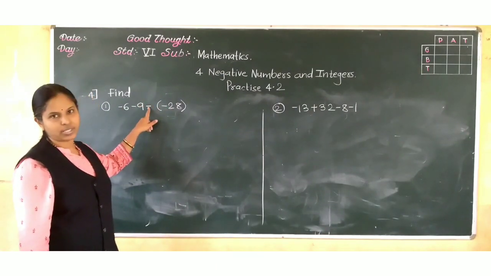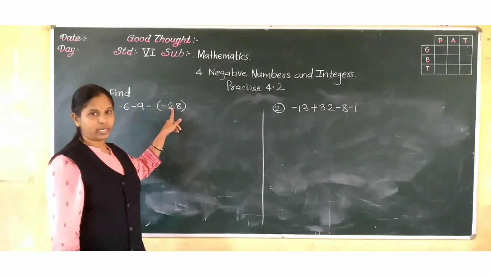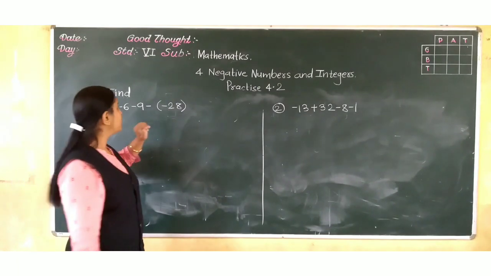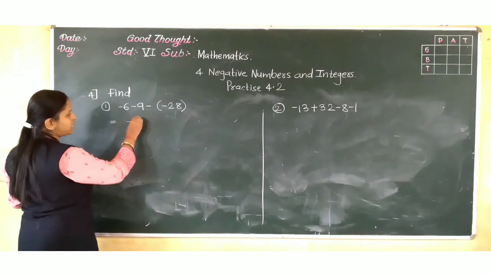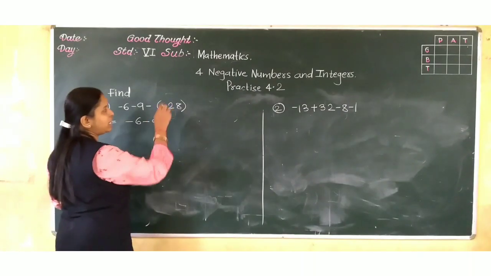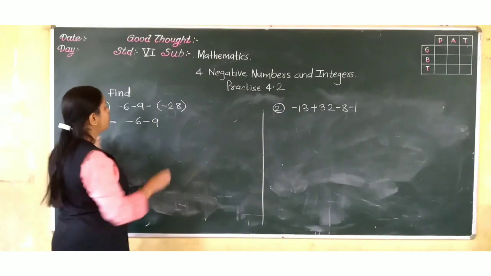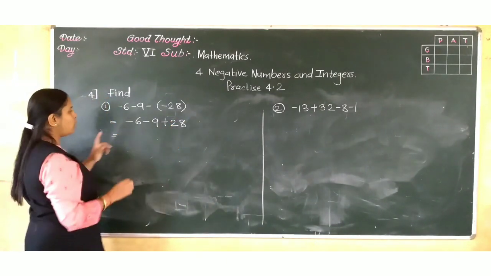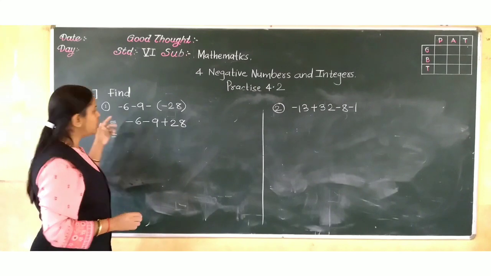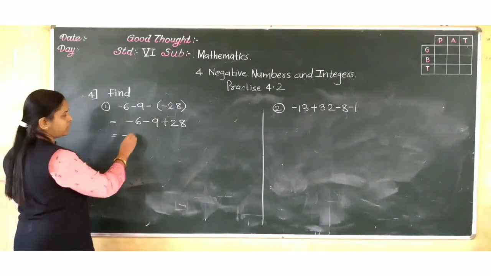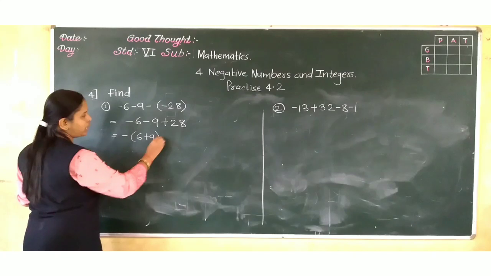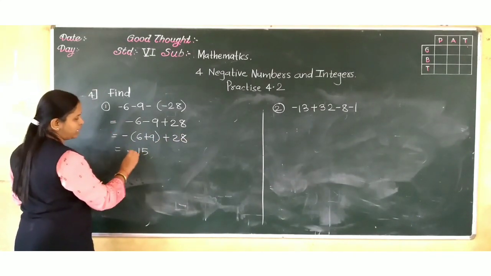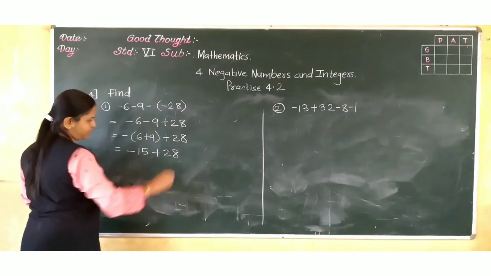Now see your students, here minus 6, minus 9 and minus of minus 28. Means here subtraction is there, no? So this additive inverse we have to take. So how to write the same? Minus 6, minus 9. What is the additive inverse of minus 28? Plus 28. Correct? Now both these having same sign. So take outside and add them. Now 6 plus 9, 15. That is minus 15 plus 28.